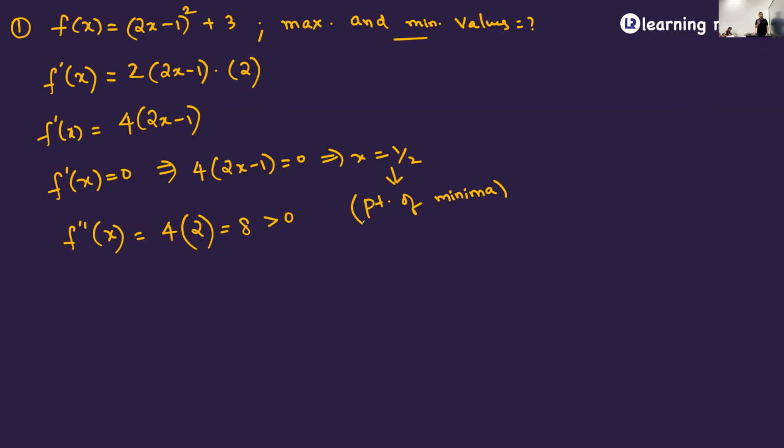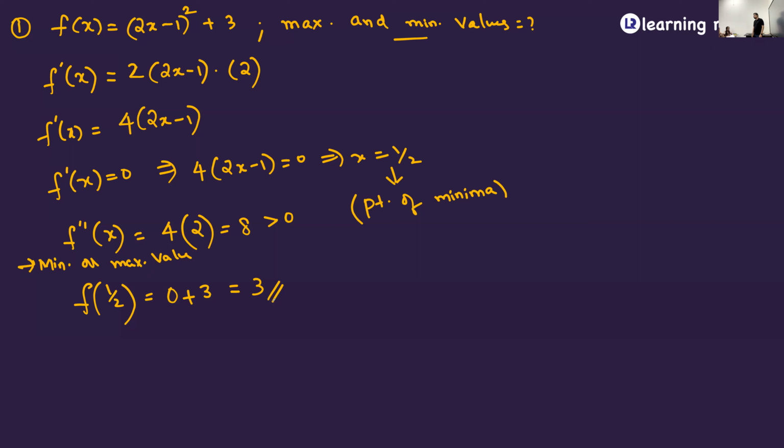Okay. The question doesn't ask at which point it attains the maximum or minimum. They want the value at that point. For you to find the minimum or maximum value, take that critical point and substitute it in the function. Don't substitute in the first or the second derivative. When you substitute the critical point in the first derivative, you will get zero. When you substitute it in the second derivative, you will get this value. So always substitute it in the function itself. When you substitute half here, the answer comes out to be 0 plus 3, which is 3 itself.